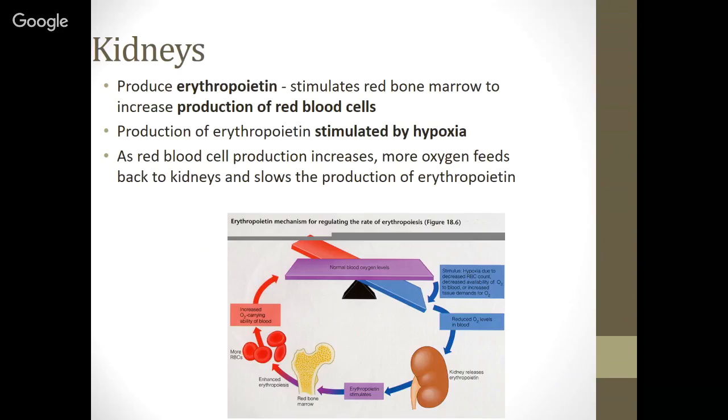Kidneys. Kidneys produce erythropoietin, which stimulates red bone marrow to increase production of red blood cells. And the production of erythropoietin is stimulated by hypoxia. So if there's low oxygen in the blood going through, the kidneys will produce erythropoietin, which will stimulate the bone marrow to produce more red blood cells. As red blood cell production increases, more oxygen then feeds back to the kidney and slows the production of erythropoietin.